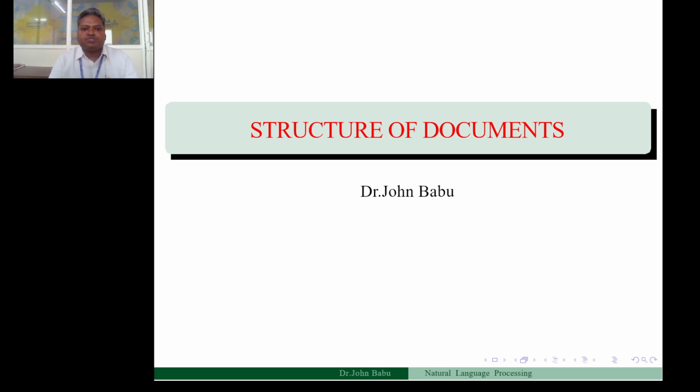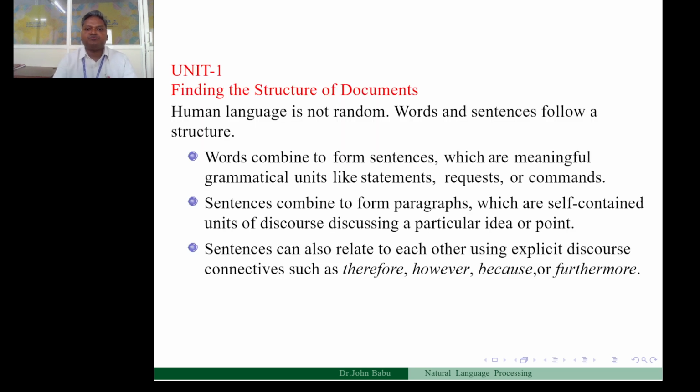Today, I'm going to deal with the structure of document, which is the second chapter. In the previous chapter, we have seen the structure of words in natural language processing, how we can analyze the words. That's what we have seen in the last class, and what are the challenges and what are the different models for the morphological analysis we have seen. So today we are going to see how, when we consider the whole document, we can analyze the document to find a structure.